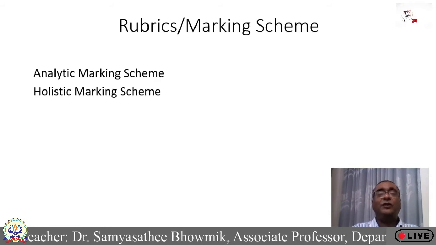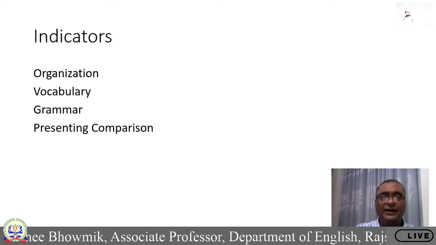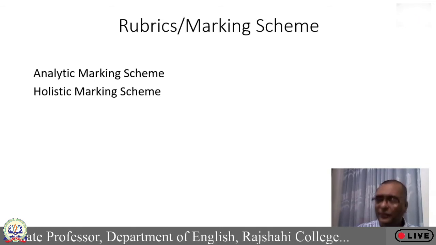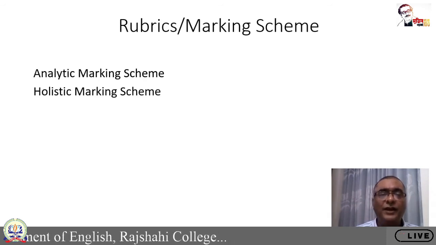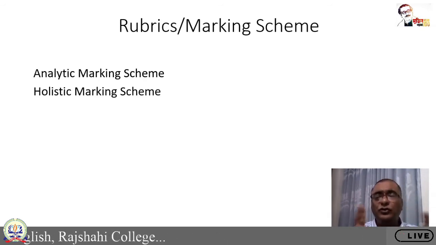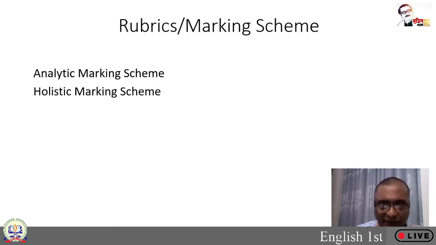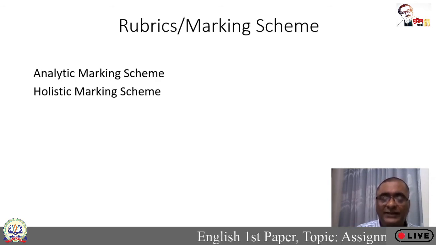You know, the way the rubric has been formed in this particular assignment, I personally feel it's a kind of analytic marking scheme. And rubrics and marking scheme are the same. There is also a banding scale as well. I will discuss one by one. There are two types of marking schemes basically. One is the analytic marking scheme, and the other is the holistic marking scheme. What is an analytic marking scheme? An analytic marking scheme is when a particular writing is evaluated, marked based on different indicators.